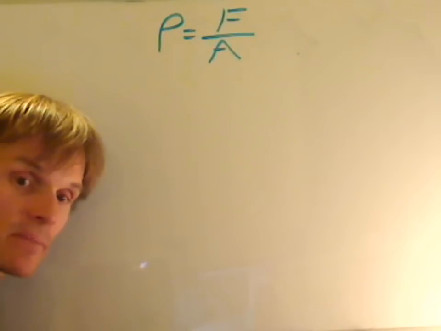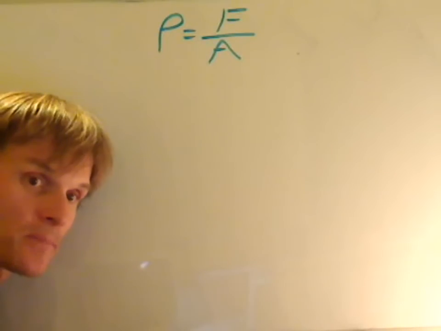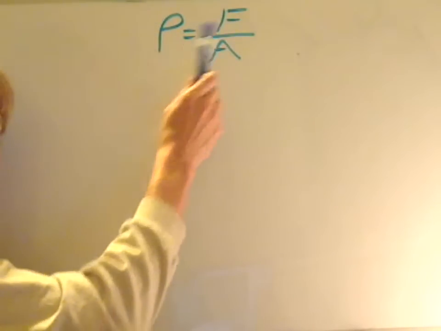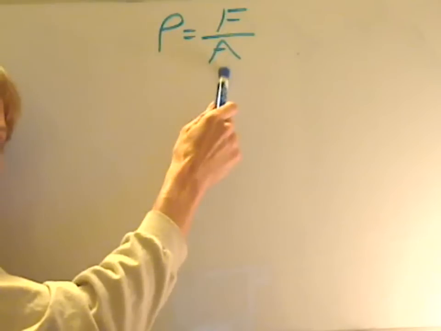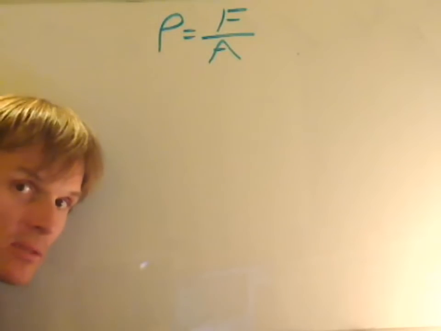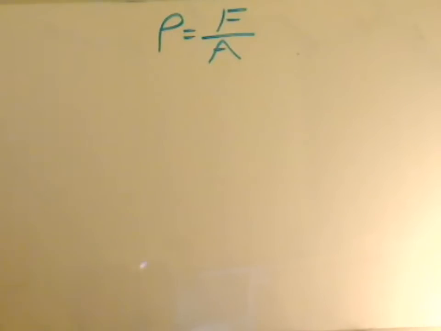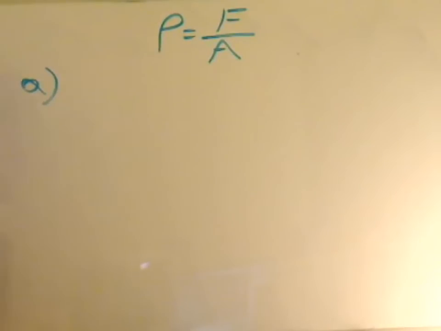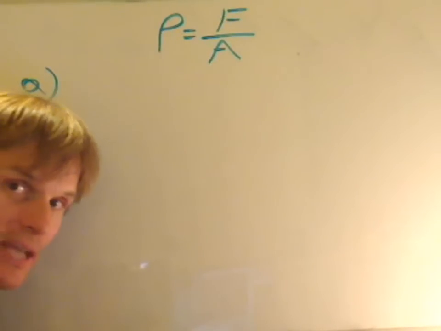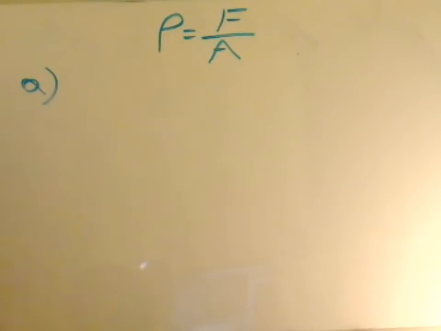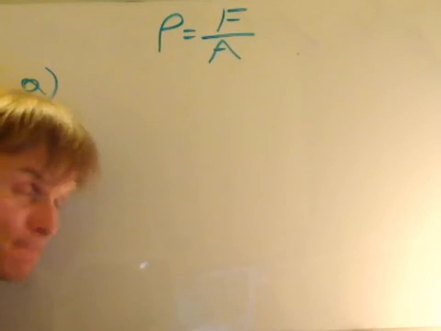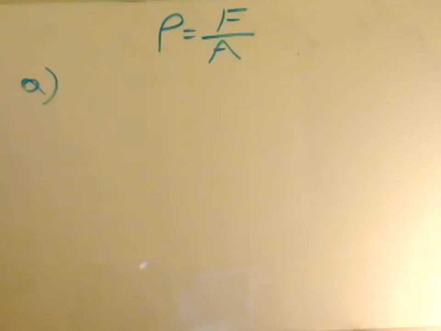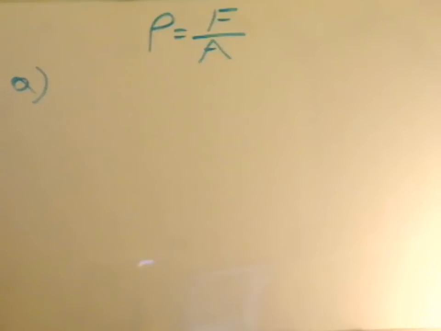All right, let's do this example of calculating pressure. And remember, pressure is defined as the force divided by the area over which that force is applied. So what we're told in Part A is that we have this 60 kilogram person that steps on a 1 millimeter diameter nail.